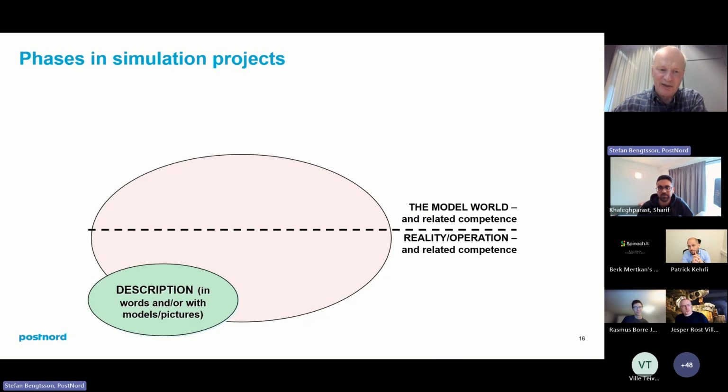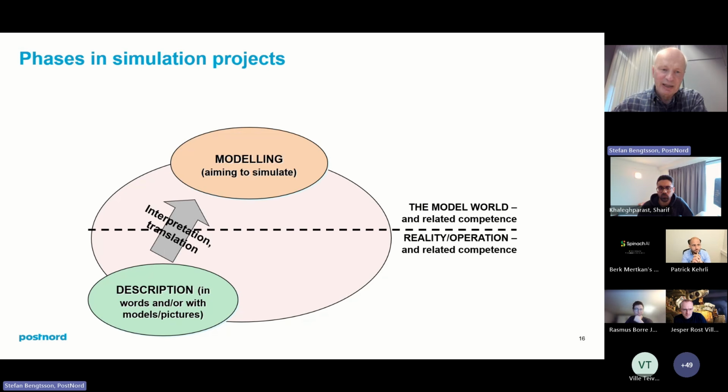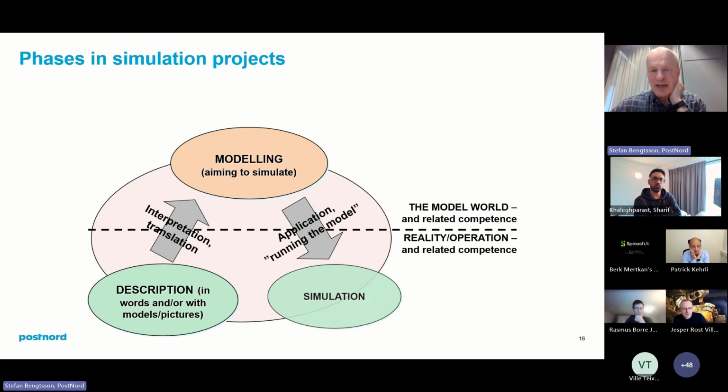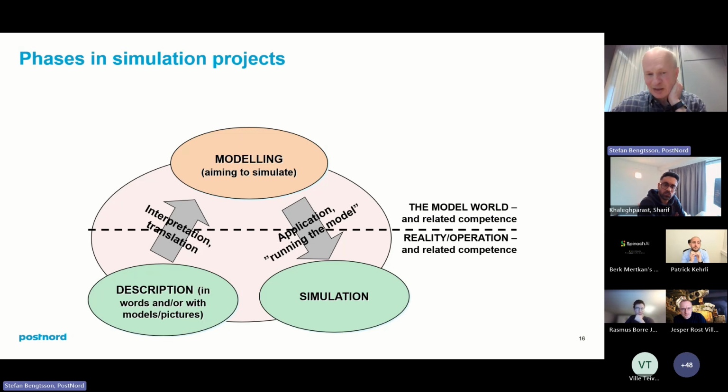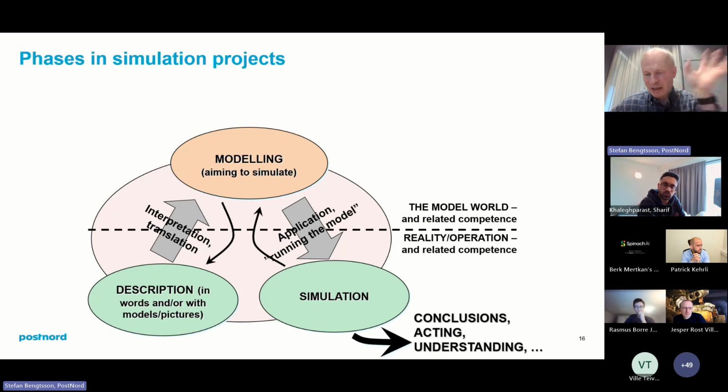Here we see one of the major challenges. We have the reality, we have the model world. The simulation projects look like this roughly. We start with a description, some way. Then we interpret that description from the real world into some kind of a model with the aim to simulate. Then we apply that model and run it. That's when we simulate. And of course, we move back and forth here. This will hopefully lead to conclusions, acting, understanding.